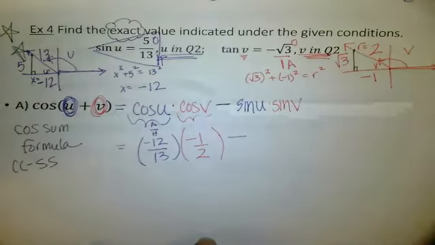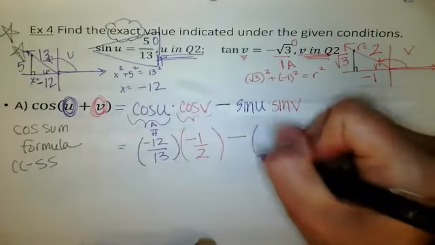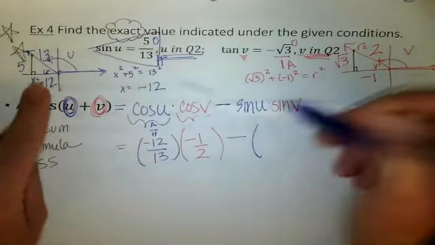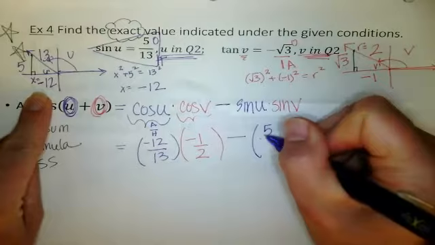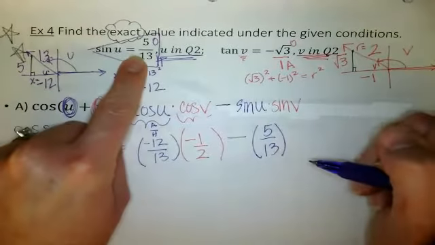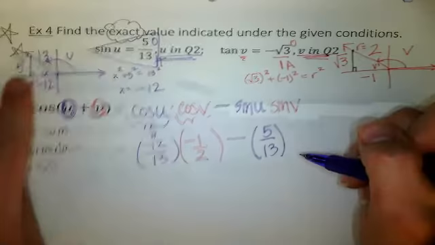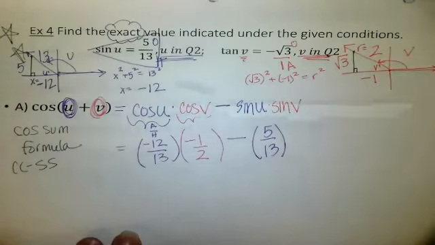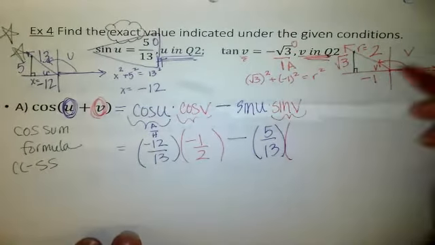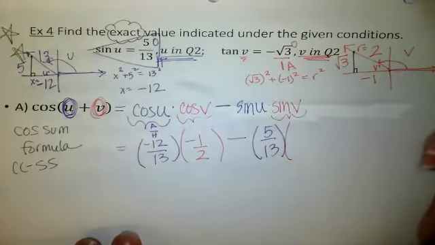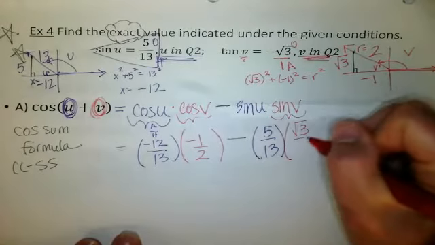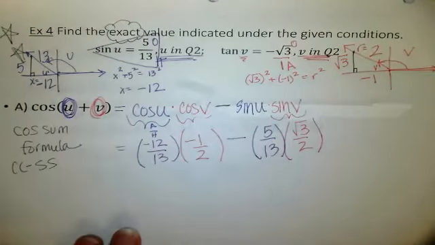Minus, what is the sine according to angle U here? 5 over 13, that is what they gave us. It's always a good double check to make sure that that is agreeing with our picture. And then sine according to angle V, radical 3 over 2.